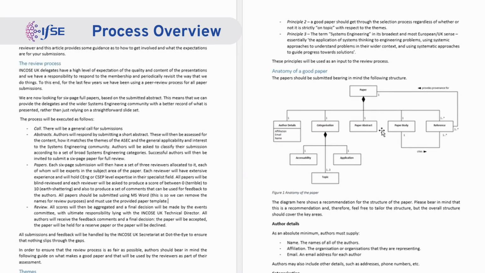I'm going to talk about what makes a good paper, I'm going to talk about how the review process works, and then I'm going to show you the advice that we give to reviewers as well, because if you can understand how your paper is going to get reviewed, then obviously that's going to help you with writing a good paper, and it's going to increase the chances of it getting through.